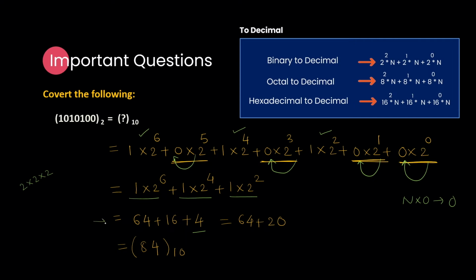We got 64 plus 16 plus 4. 16 plus 4 will be 20. 64 plus 20 will be 84. Now you can recall this example. We took the same number and converted it to binary in the first set. That was our first example.